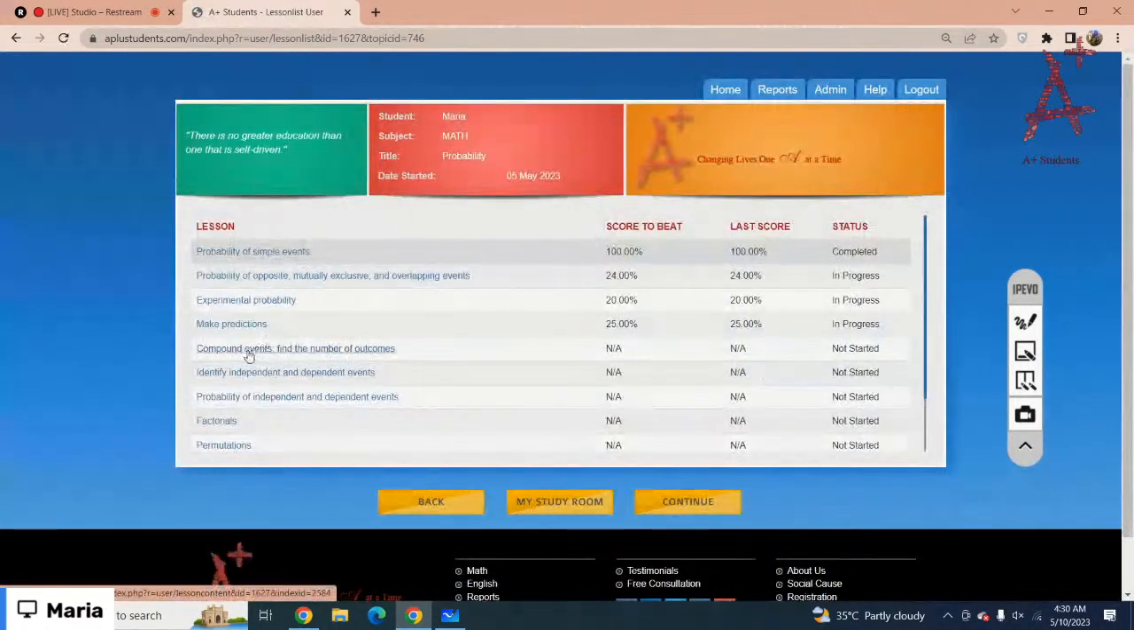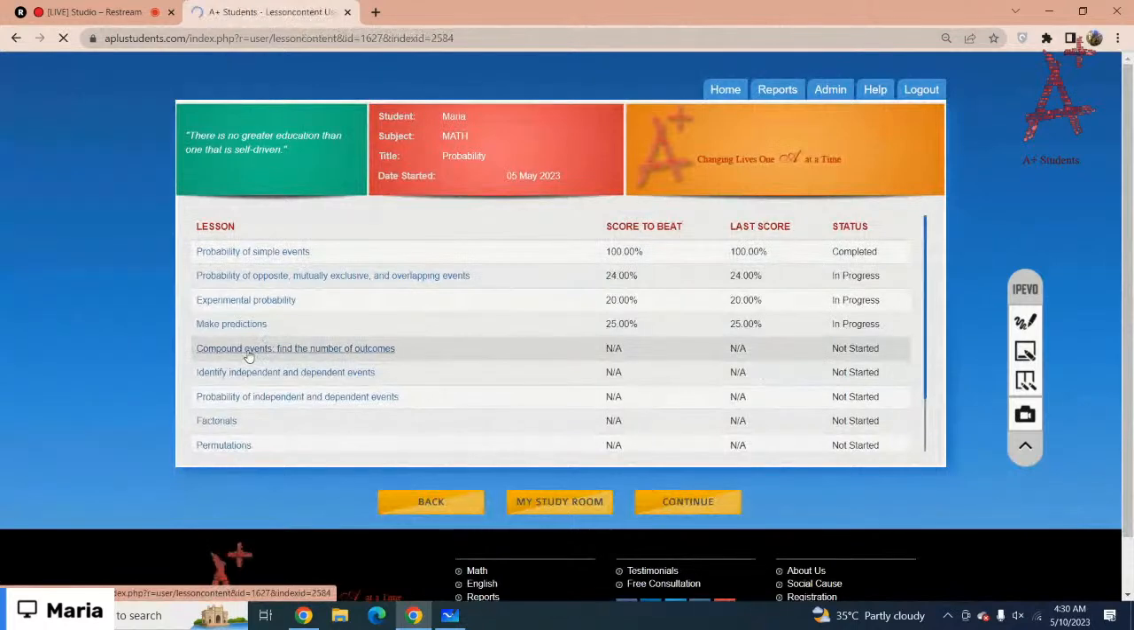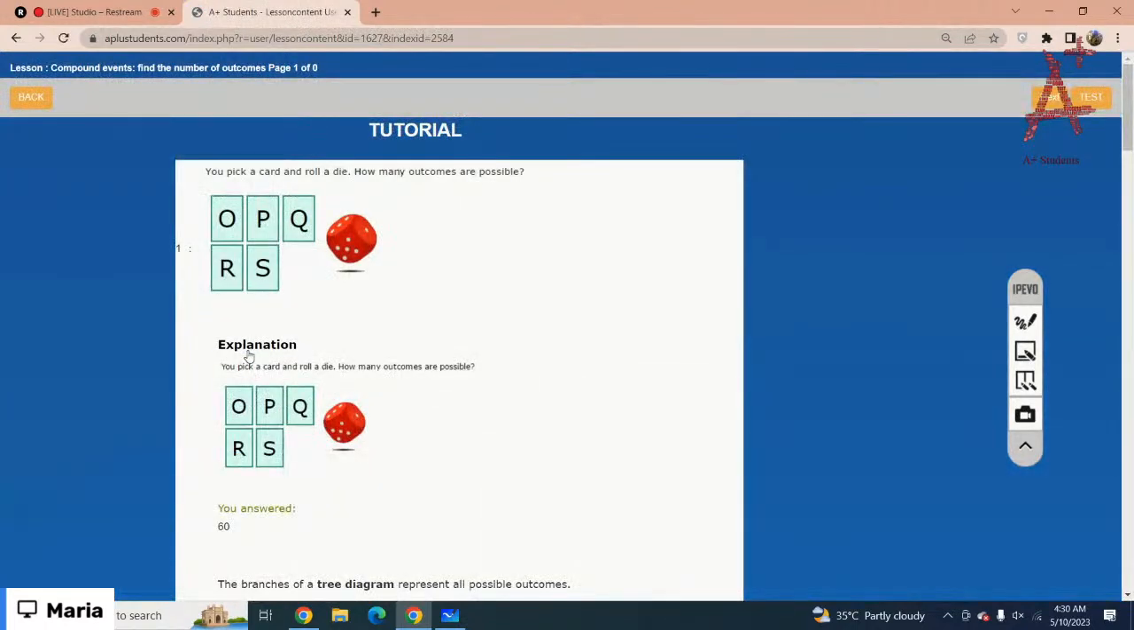Okay, the next lesson is compound events. Find the number of outcomes. Compound event means you are going to combine 2 events. Got it? You pick a card and roll a die. How many outcomes are possible?